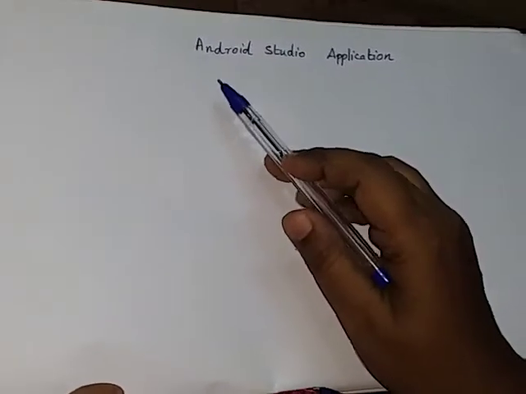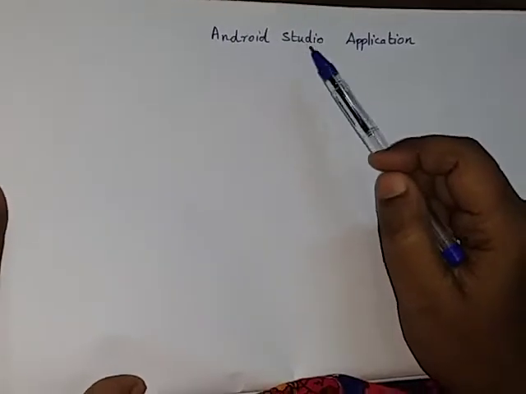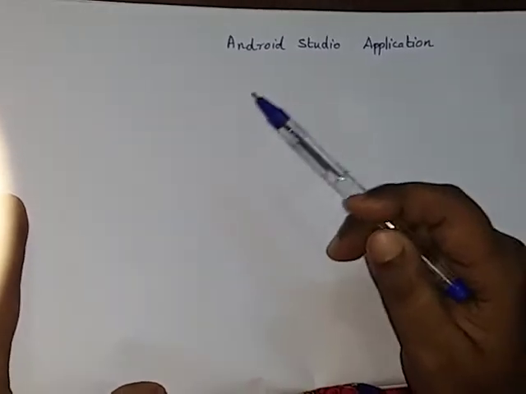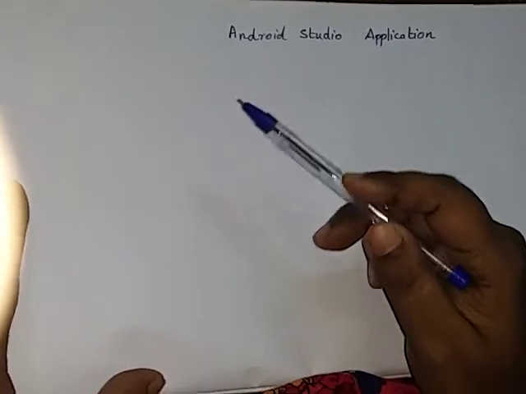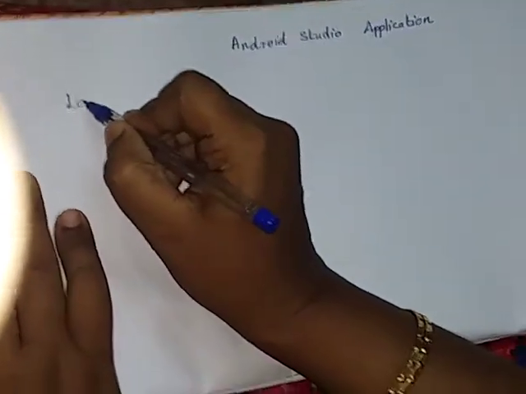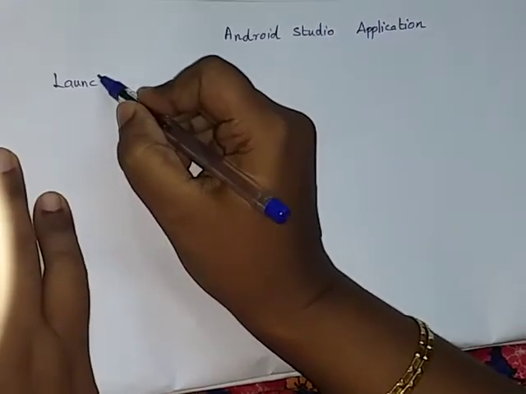Now we are going to see about two concepts in creating and using an Android Studio application. After we have created an Android Studio application, we have to launch our application, that is, we have to test our application in the output device. For that we will be using an emulator. So we have to use an emulator for testing. That is known as launching an Android Studio application.